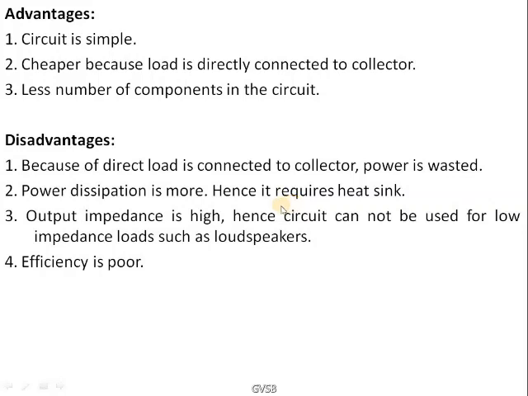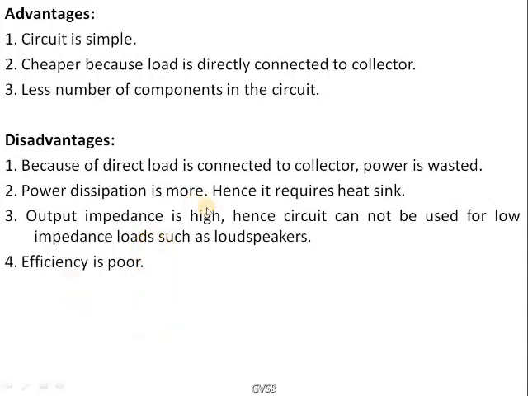One more disadvantage in series fed Class A amplifier is impedance matching. The output impedance is high, so we cannot directly connect a loudspeaker to our series fed Class A amplifier, because the loudspeaker has an input impedance of around 4 ohms to 16 ohms maximum. So the maximum power cannot be delivered to the loudspeaker. That is one more disadvantage. And the last disadvantage is that efficiency is poor. It is just 25%.